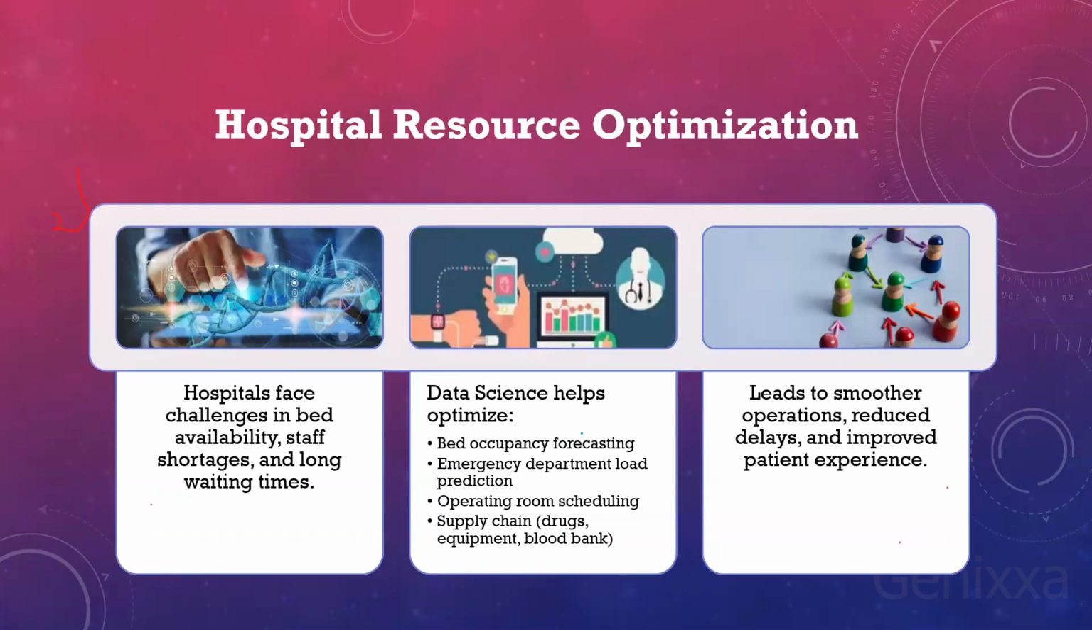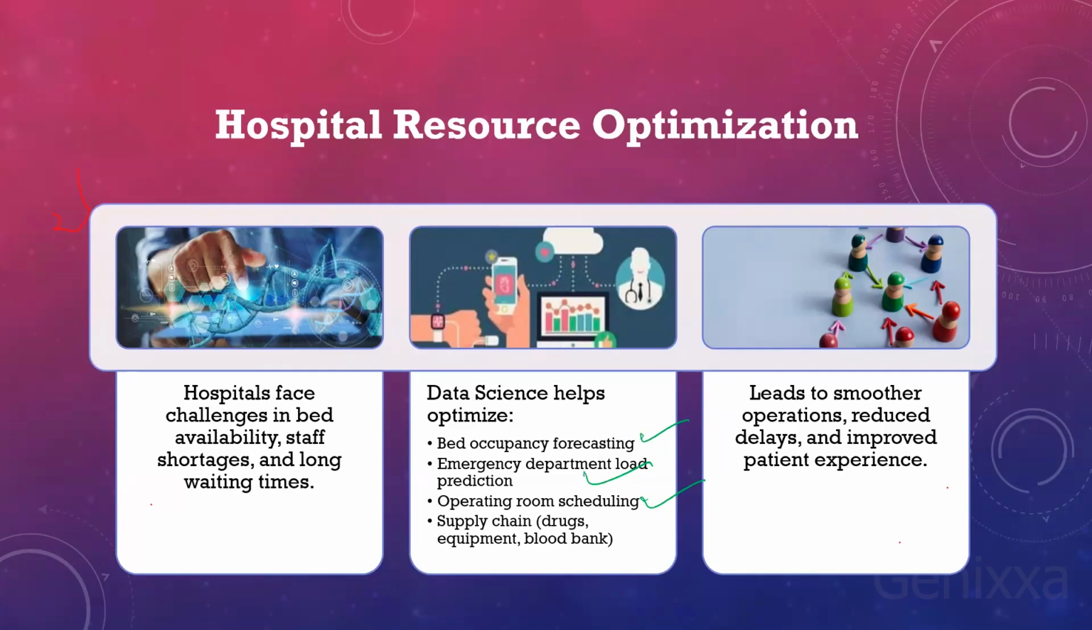And furthermore, if we talk about general administration management or resource management, data science can assist you there better, because hospitals may face a variety of challenges like bed availability, staff shortages, or long waiting times, which are general problems faced in day-to-day life. So data science in this scenario can help us in forecasting the availability of beds in certain departments of a hospital. Maybe load prediction for the emergency department can be done automatically, and the operating room schedules can be maintained by using these specialized tools.